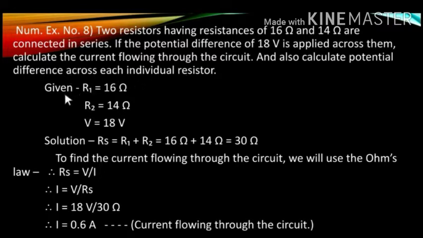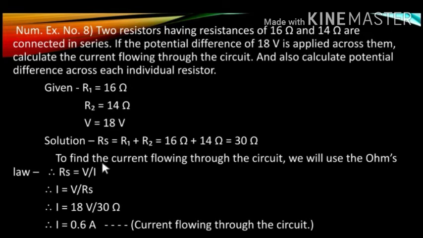Now given data is R1, that is resistance number 1, is equal to 16 ohm. R2, that is resistance of the second resistor, is 14 ohm. Then V, that is potential difference, is equal to 18 volts. Now the solution: effective resistance of the resistors connected in series, that is Rs, is equal to R1 plus R2 is equal to 16 ohm plus 14 ohm is equal to 30 ohm.